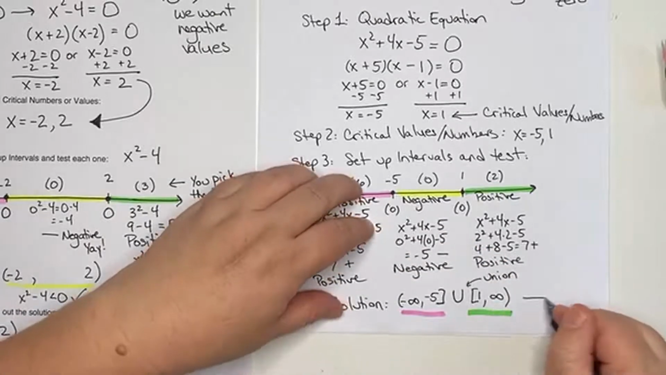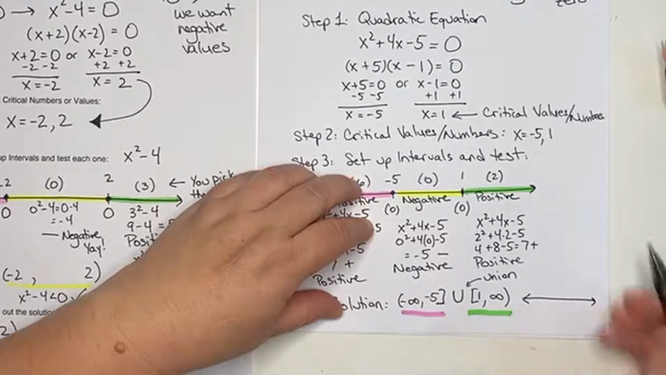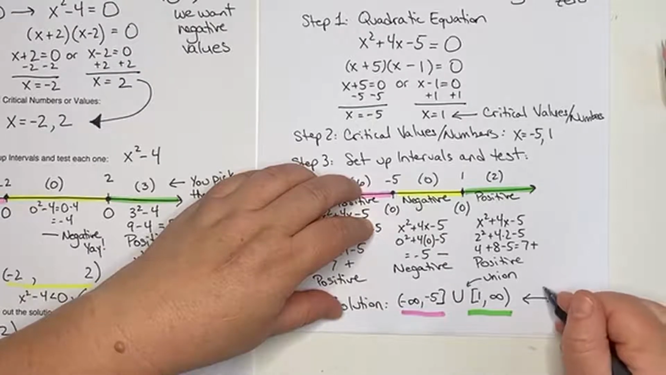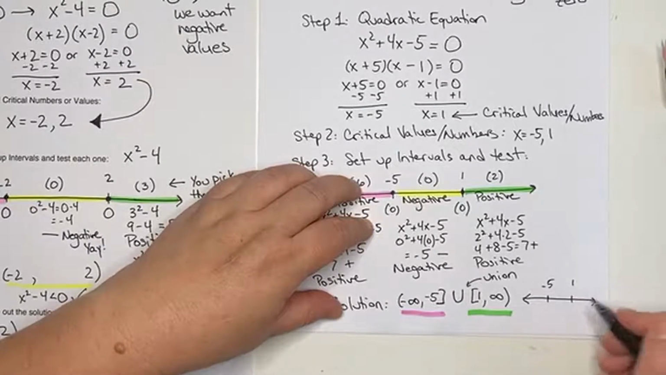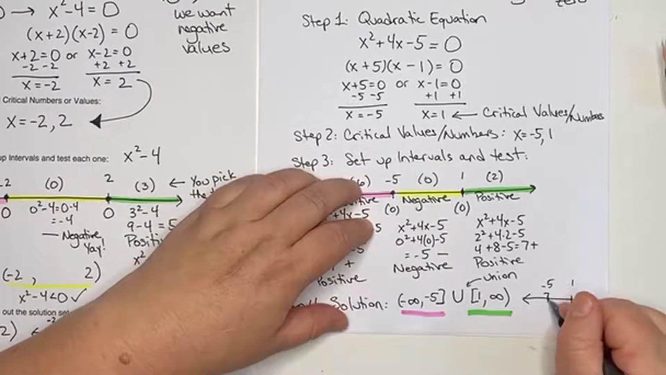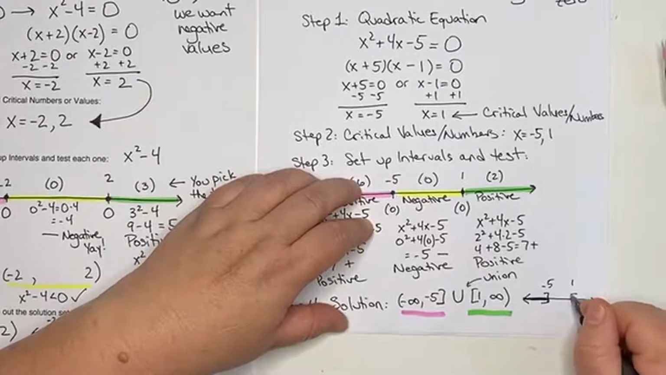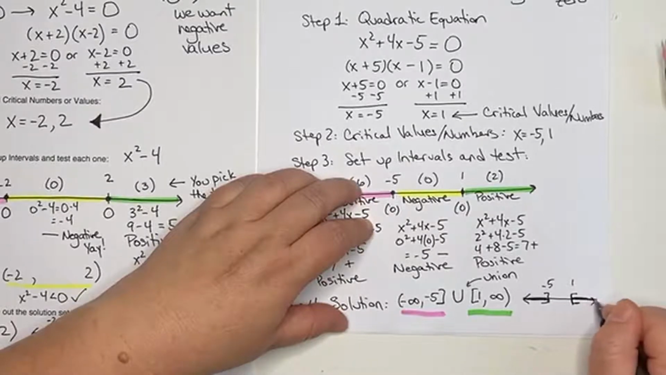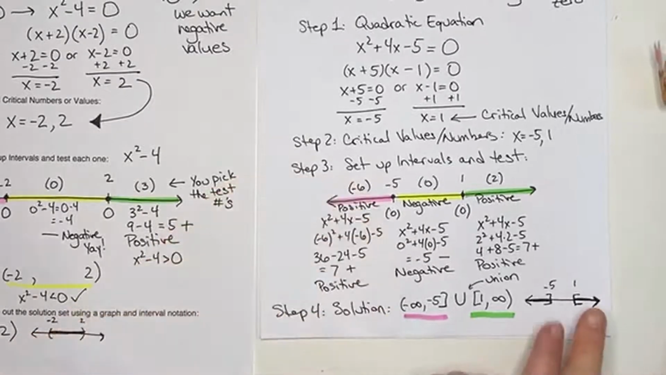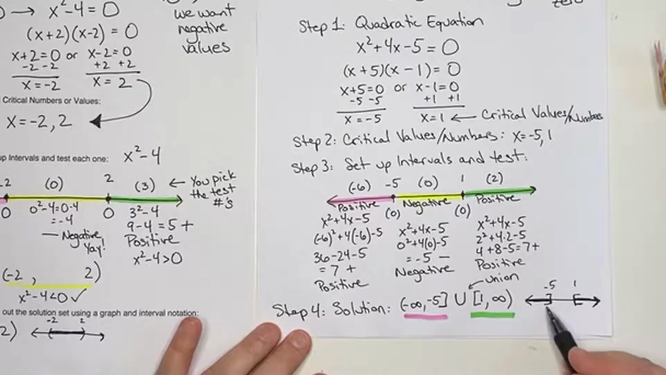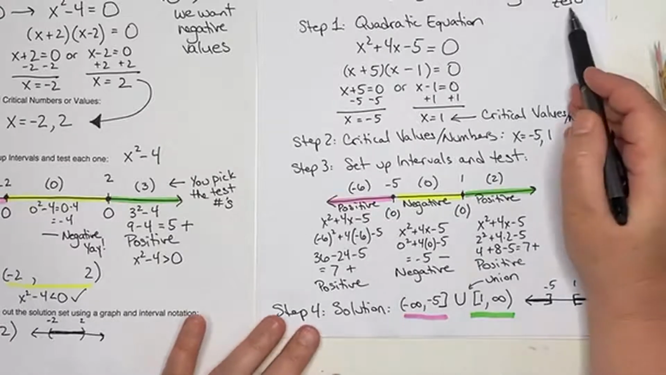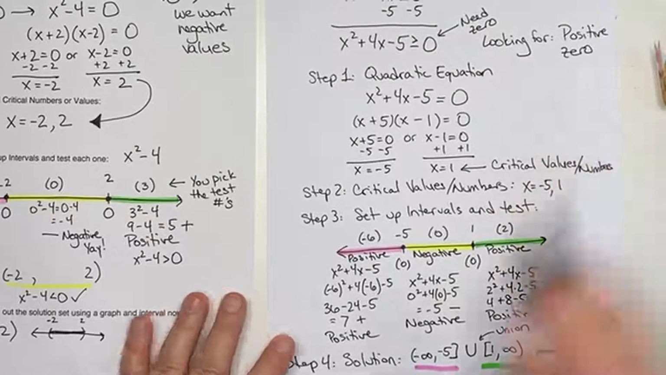So if we look at the graph, I've got the number -5. I've got the number 1. So we want to include all the way up to -5 and then jump over to 1 and then keep going. So we want the outsides, not the inside like the previous one was. And so I want those to be brackets because I want to include the zeros.